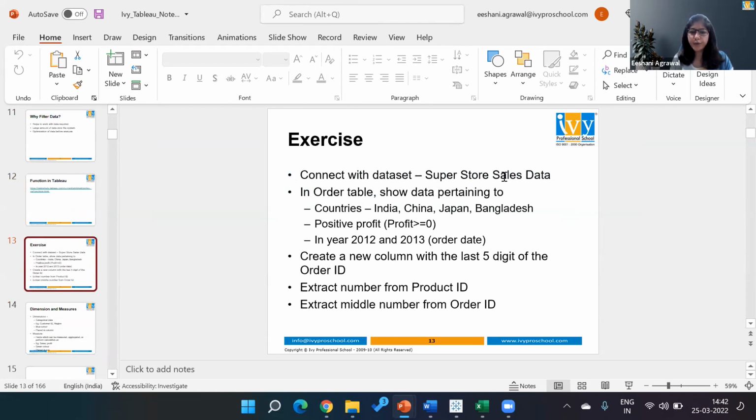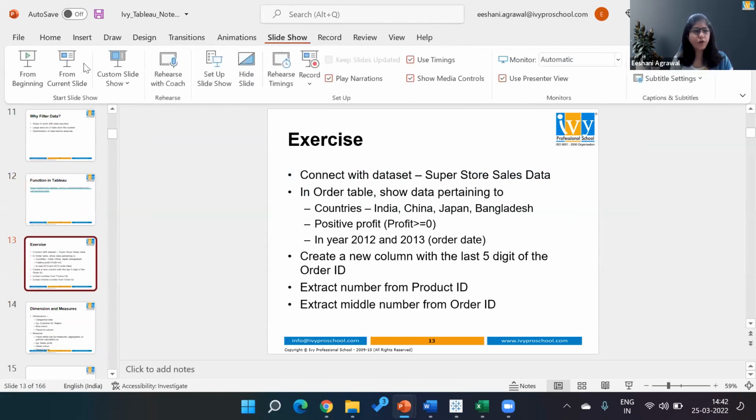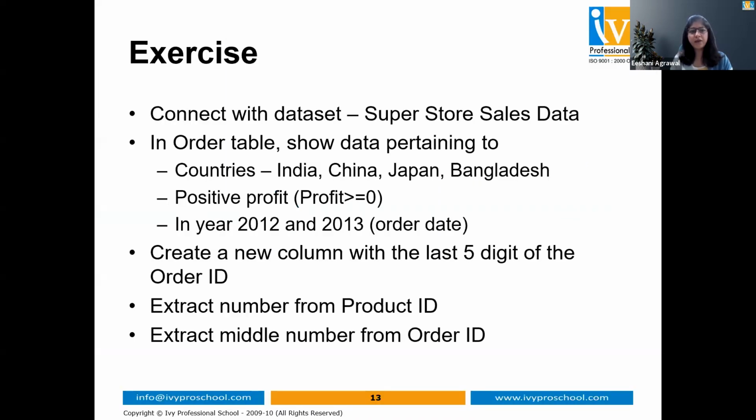Connect with the dataset Superstore Sales Data that I'm sure you have already done. And in the order table, show the data pertaining to these 4 countries where the profit is positive, meaning profit is greater than or equal to 0, and the year is 12 and 13. Just do the first part of it. Just the first part. A quick exercise to get your hands dirty.